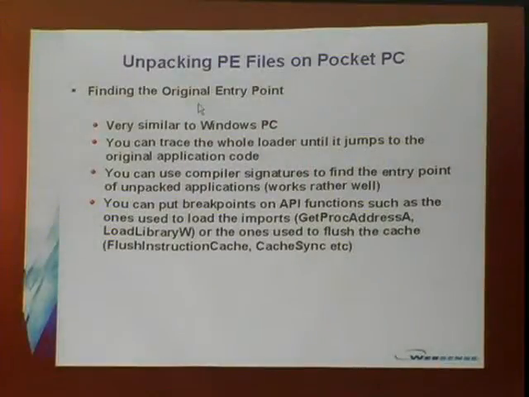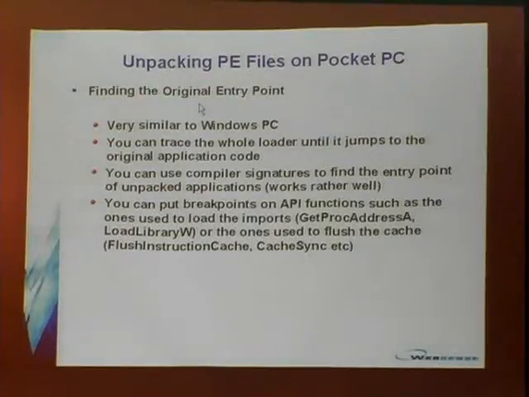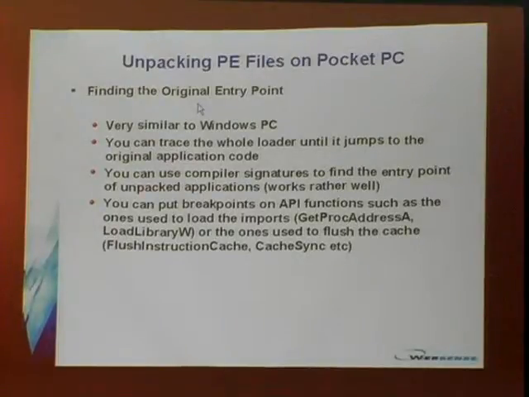Then the next point is finding the original entry point of the application. It's very similar to Windows PC. You can trace the whole application until you find the jump to the original entry point. You can use compiler signatures to find the entry point. This works very well because you don't need to bother with the anti-debugging tricks. You can just scan the memory when the application is being run, and you can quickly find the entry point using signatures.